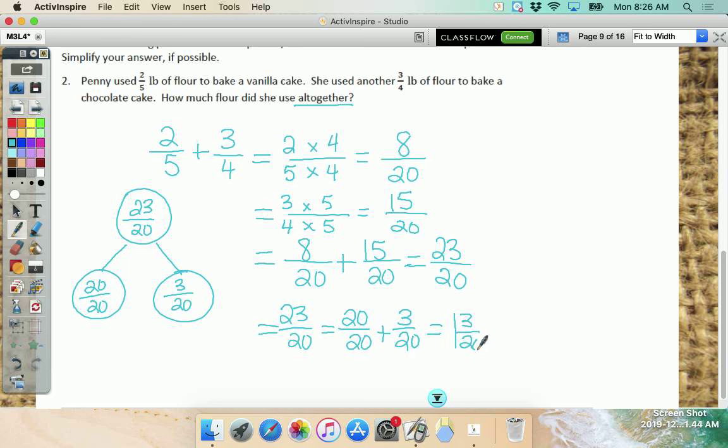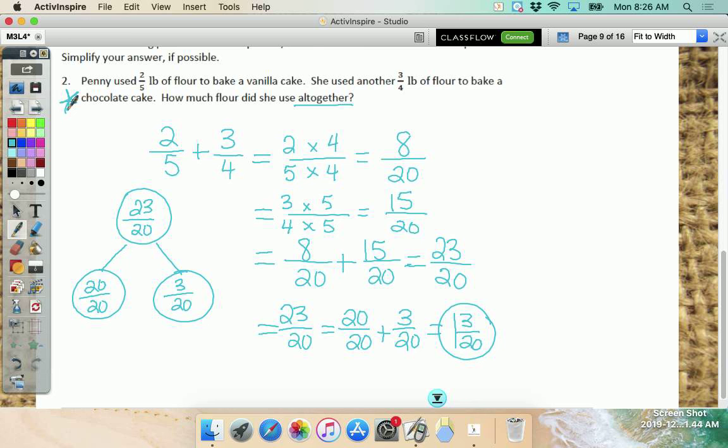Good. You've got a word problem on your exit ticket that has a denominator of 5 and 4. So put a star by this one. It could possibly help you on the second one on your exit ticket.